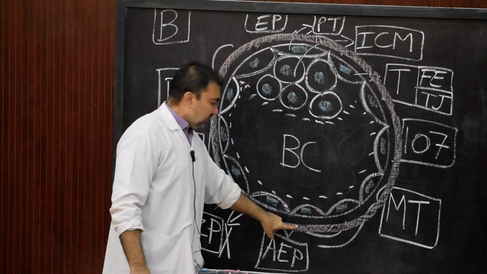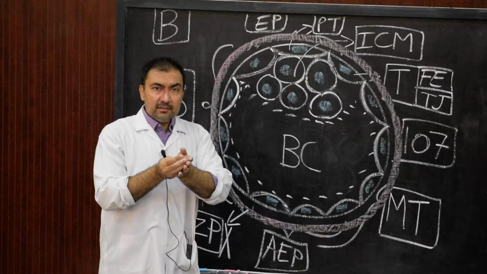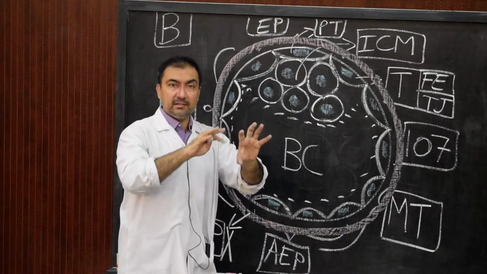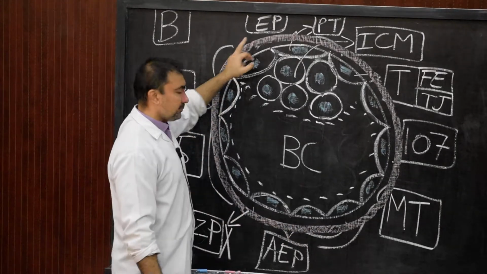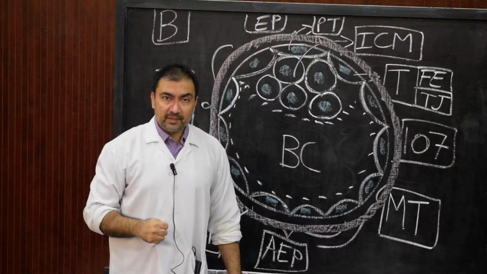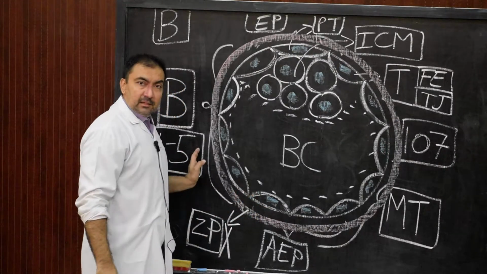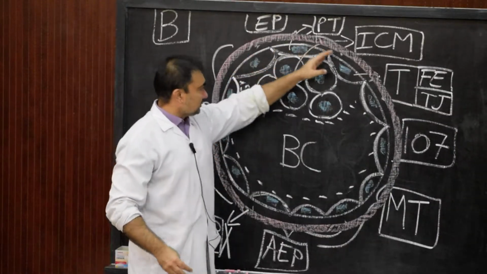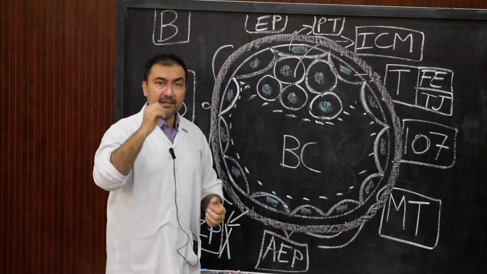The zona pellucida functions as a protective layer till the appropriate time is reached for the blastocyst to embed in the uterine endometrium. Perhaps that is why the zona pellucida is present. As we near the appropriate time, around the 5th day after fertilization, the zona pellucida will disappear. So now the blastocyst will be exposed, the outer trophoblast cells will be exposed to the uterine endometrium.